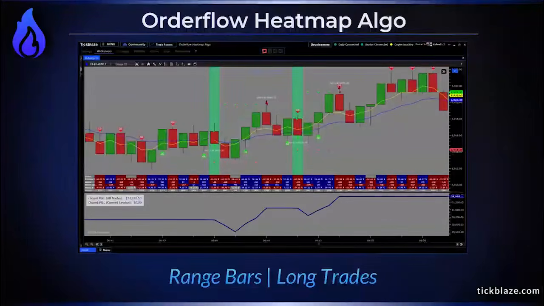This is what it looks like. Simple, clean. You've got directional EMAs or momentum oscillators on the chart. We use them as filters. And then basically when the software hits confluence, it takes the trade, right? This is using range bars. You can use it on other time frames. We've tested extensively on the S&P.